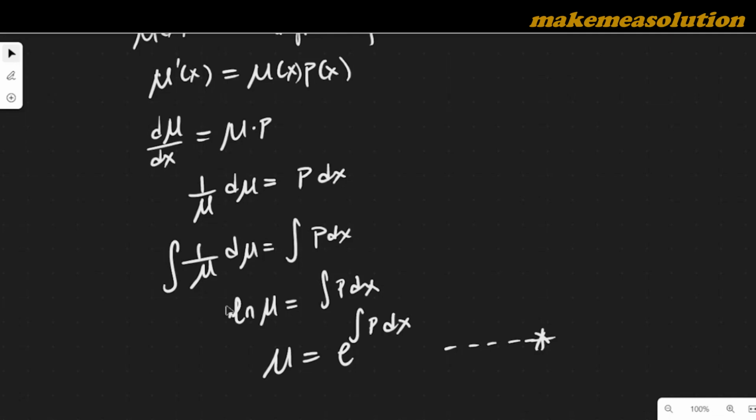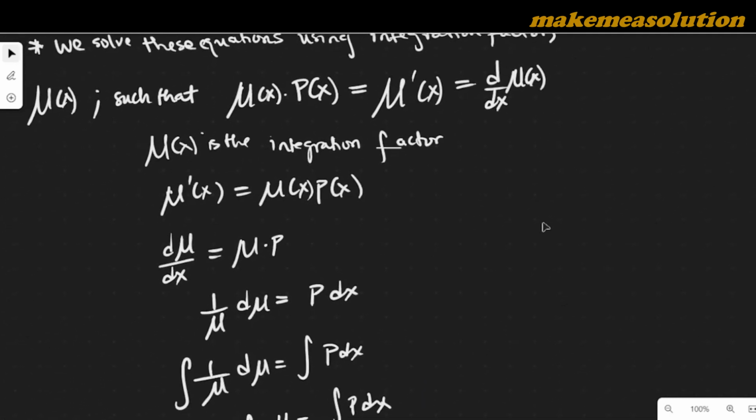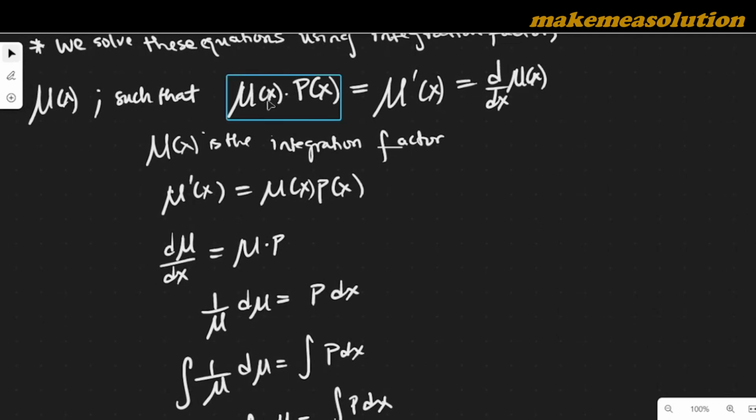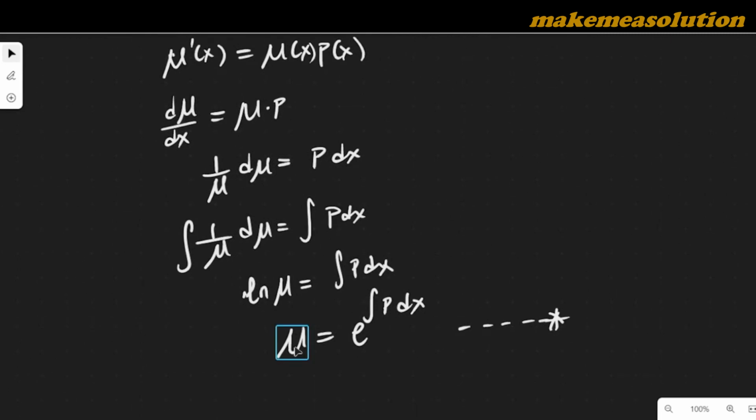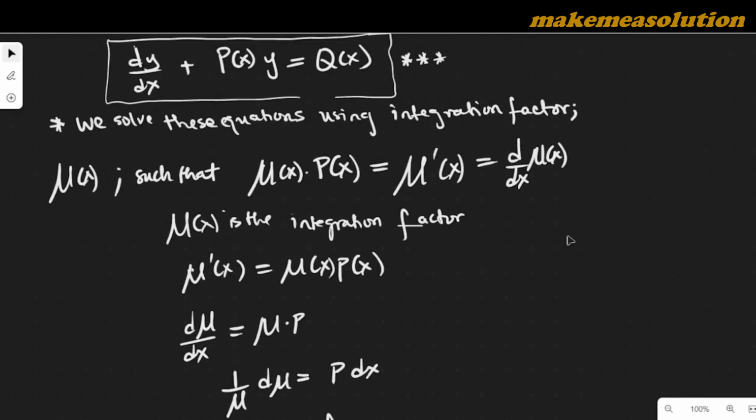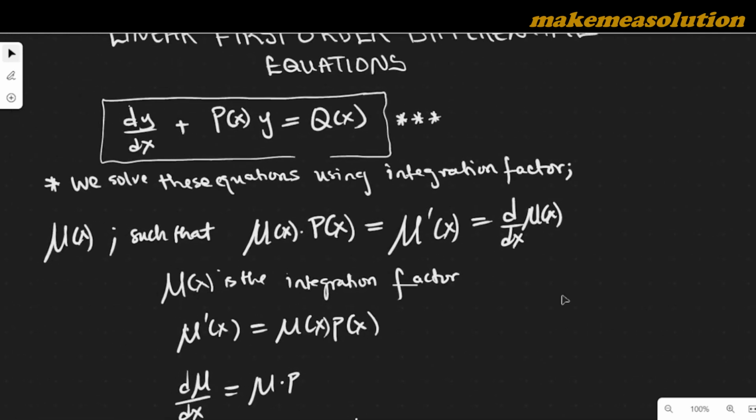This is the value of the integration factor because of the assumption that the integration factor is such that whenever you multiply mu of x times p of x, the answer should be the first derivative of mu of x. So after we solve, we discover that mu of x is a function of a function. Mu of x is an exponential function whose argument is the integral of p. And where is this p coming from? P is coming from our linear differential equation over here.